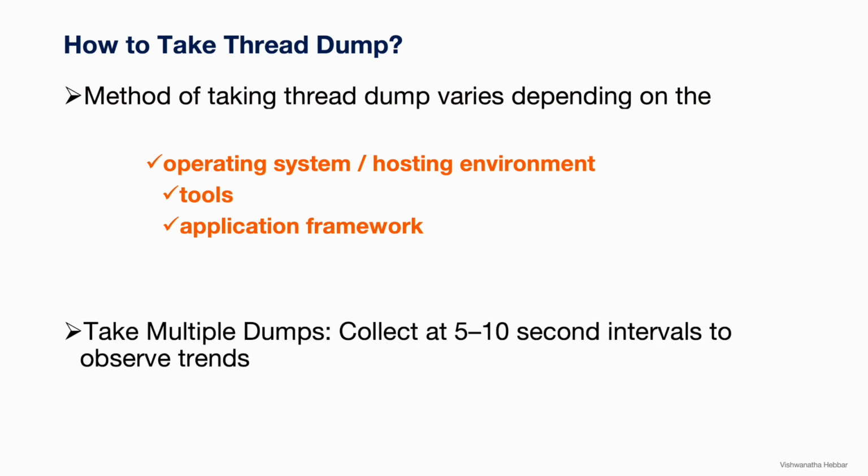One more thing to keep in mind while taking a thread dump is we collect a minimum of 3 to 4 thread dumps at an interval of 5 to 10 seconds, one after other, so that we can observe the trend whether the threads are changing their status or not. By taking just one thread dump, you may not be able to identify whether a thread is moving from one state to another or not. So whenever we are taking a thread dump, we take 3 to 4 thread dumps one after other at an interval of 5 to 10 seconds of gap in between.